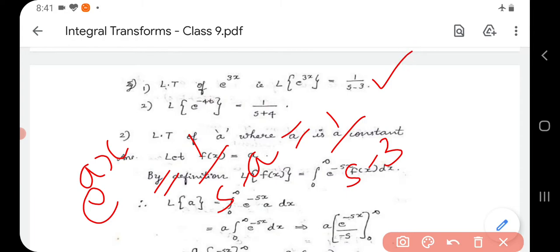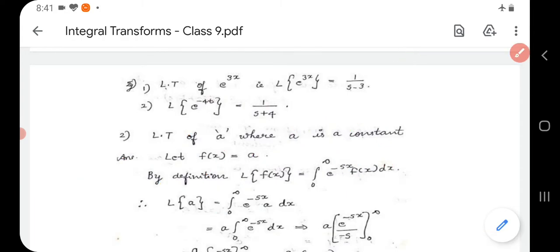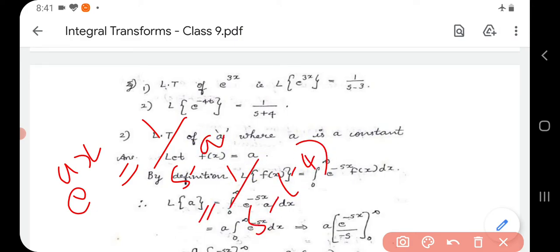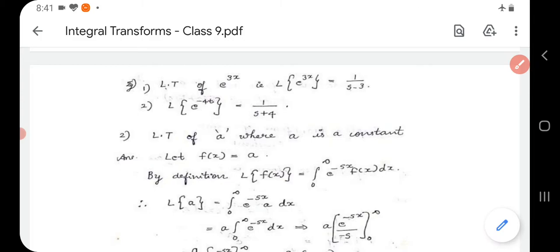Now next one, Laplace transform of e raised to minus 4x. That is also of the form e raised to ax. Formula 1 by s minus a. Here in place of a you have minus 4. So s minus of minus 4. It is nothing but 1 by s plus 4. Okay. So that is the first formula that you have studied. That is, Laplace transform of e raised to ax equal to 1 by s minus a.